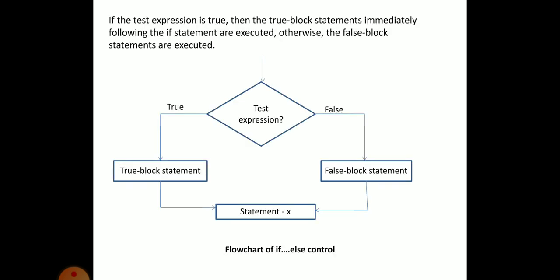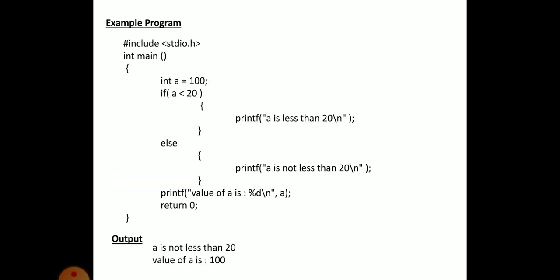So see the block diagram or the flow chart of the if else control. If the test expression is true, the true block statements immediately following the if statement are executed. Otherwise, if it is found to be false, the false block statements that are given within the else part will be executed, and in either case statement X will be executed. So this is the flow chart of the if else statements.